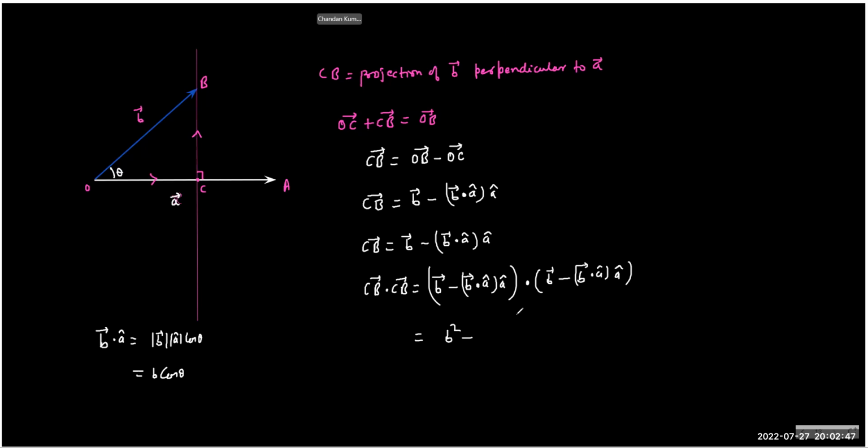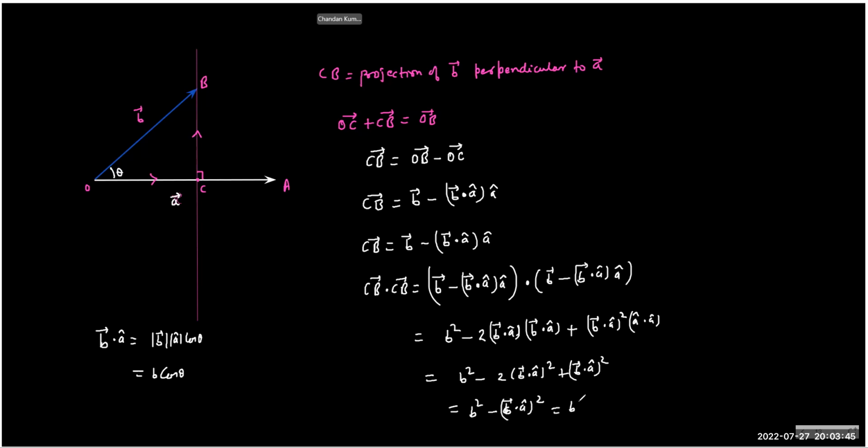So first of all, we'll write B dot B, B square, minus twice of B dot A, which is a number outside, into B dot A cap will come again, and then you will get minus B dot A cap whole square into A cap dot A cap, which is 1 anyway, plus B square minus B dot A cap whole square plus B dot A cap whole square, and A cap dot A cap is 1 because it's a unit vector. So this will become B square minus B dot A cap whole square.